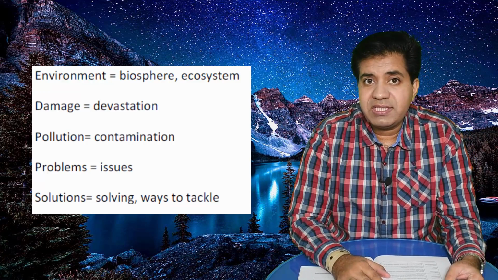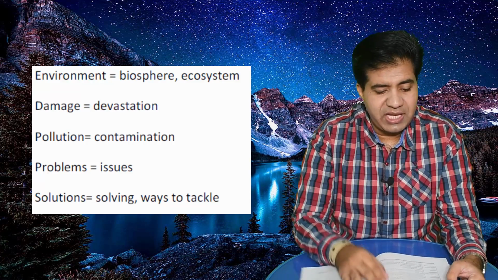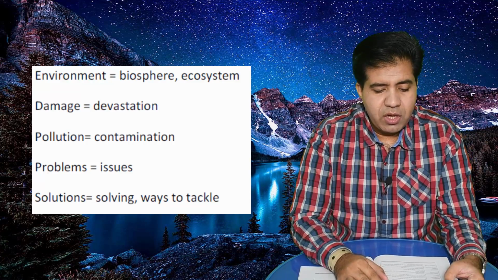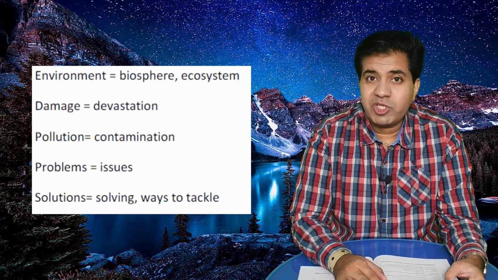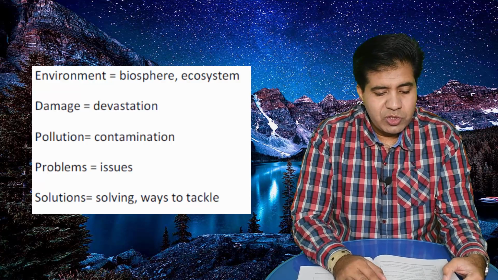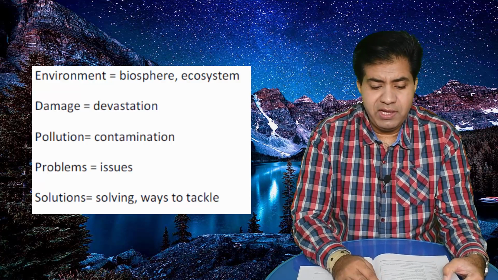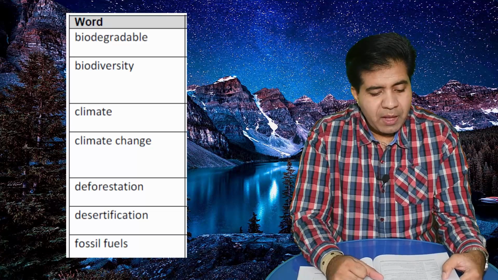Damage, devastating, or devastation. Damage and devastation. Pollution, contamination. That's a good word, guys, huh? Pollution, contamination. Problems, issues. Solutions, solving, ways to tackle. Now I'm going to give you some useful nouns, verbs and adjectives for your essays which are based on environment.